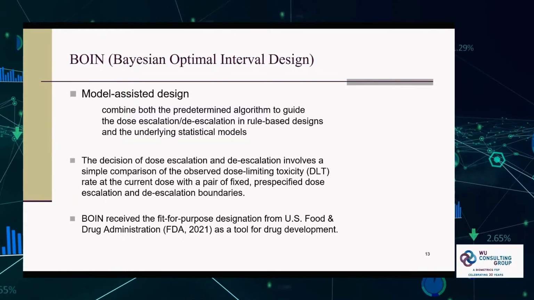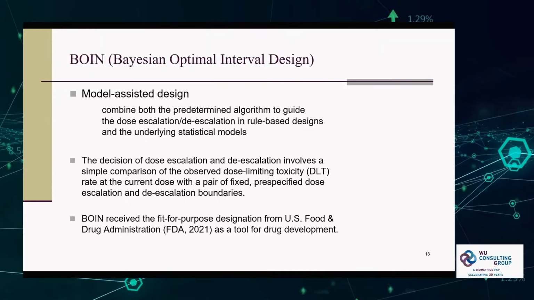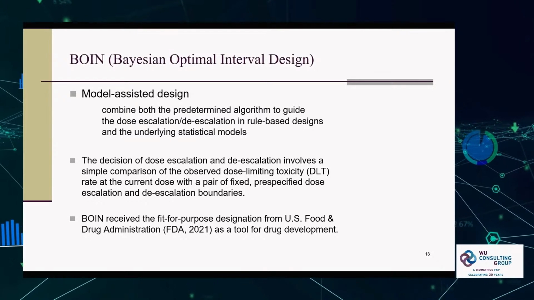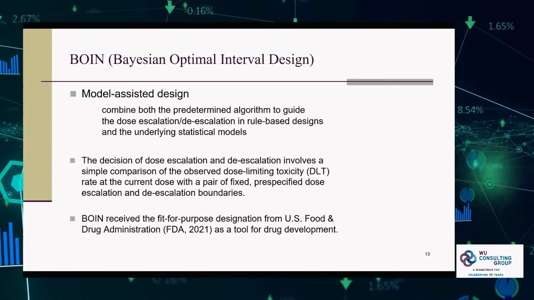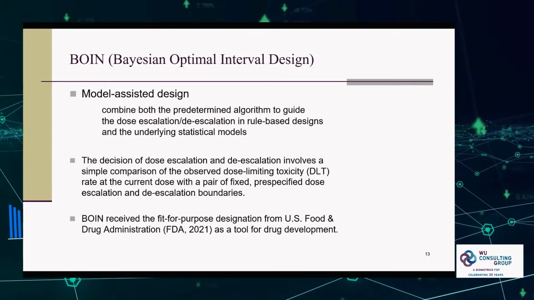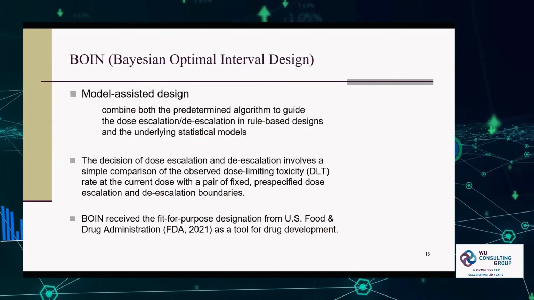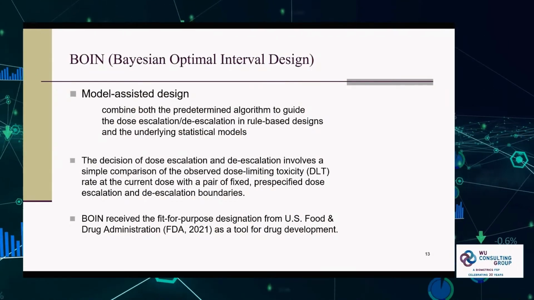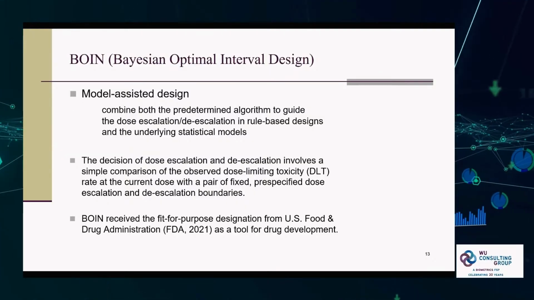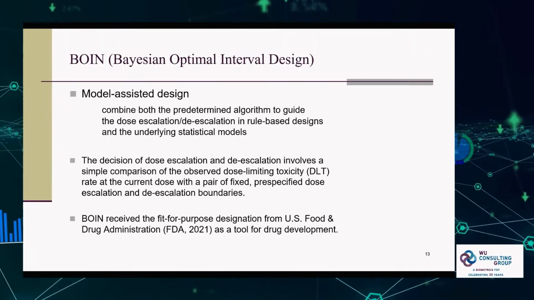Particularly, what I would like to talk about today is the BOIN design, the Bayesian optimal interval design. This one has gained quite some popularity in recent years, and it received the fit-for-purpose designation from the US Food and Drug Administration back in 2021 as a tool for drug development. I have seen many protocols and designs use this BOIN design. This is a so-called model-assisted design. It combines a predetermined algorithm to guide the dose escalation or de-escalation, as in a rule-based design, and then uses the Bayesian statistical method to guide the dose escalation and de-escalation rule.